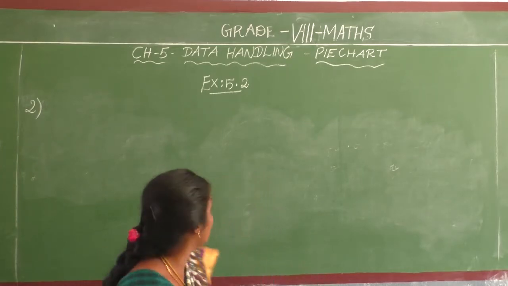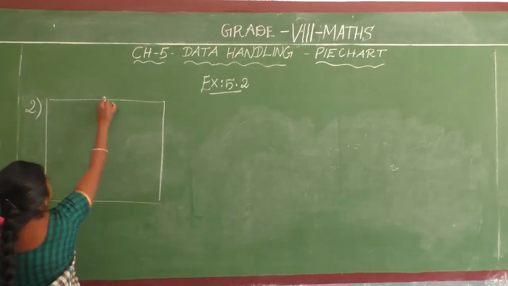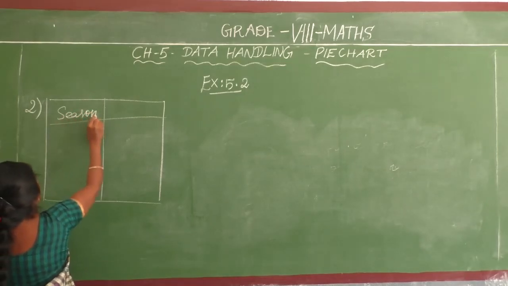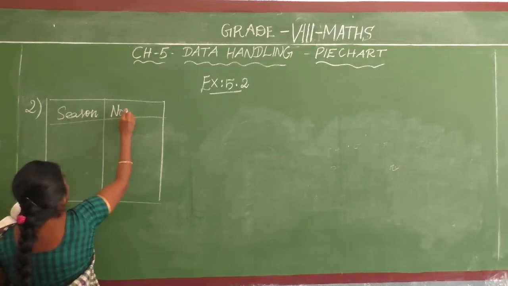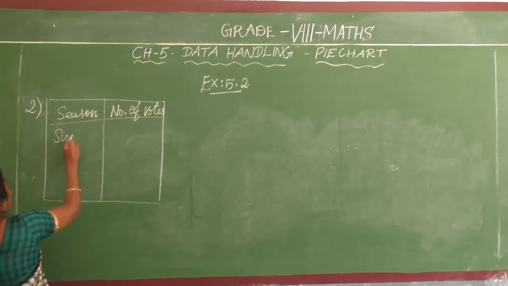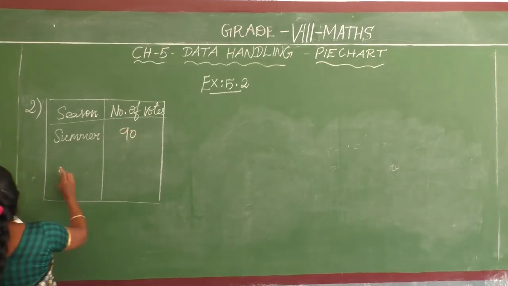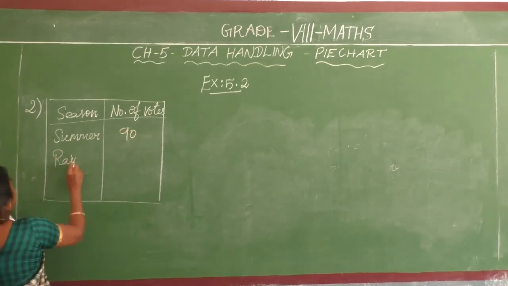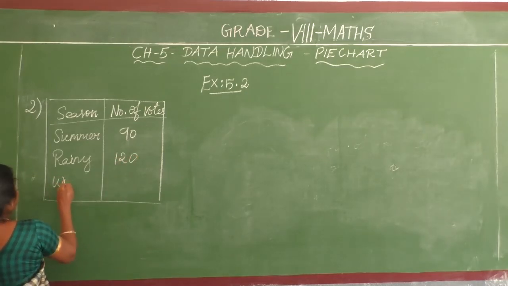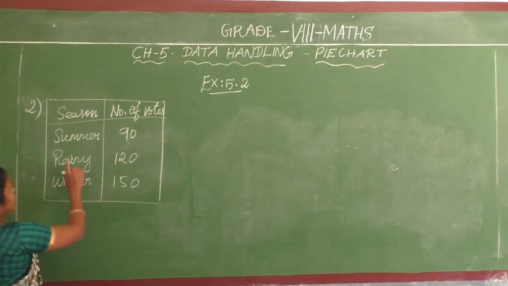The data is mentioned in a table like this. Season, number of votes. Clear? Summer. How many people voted for the summer season? 90 people. Rainy season, 120 people. Winter, 150 people. Clear?